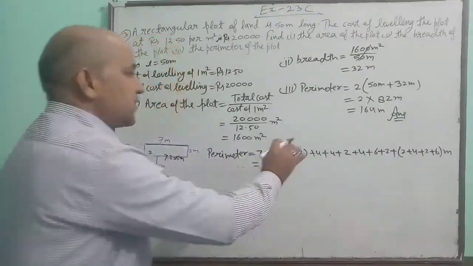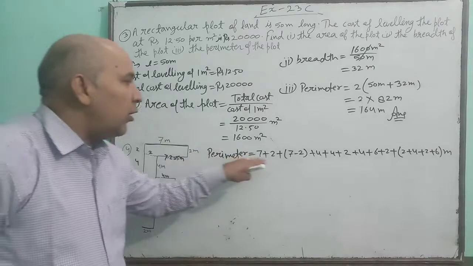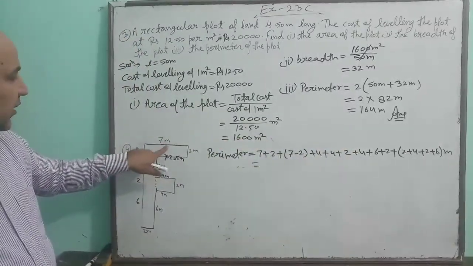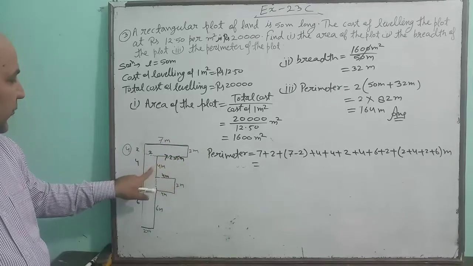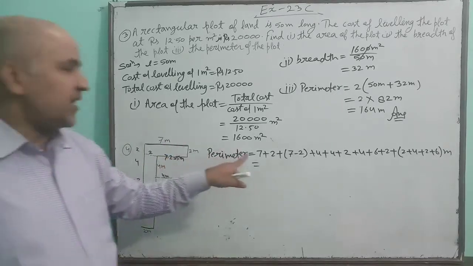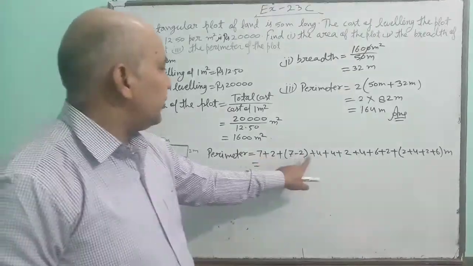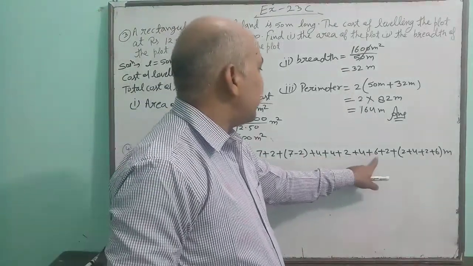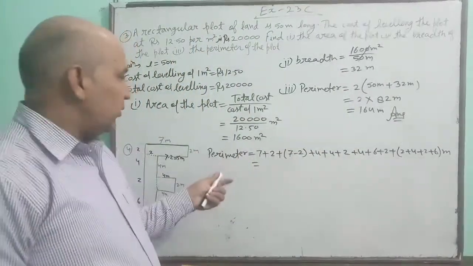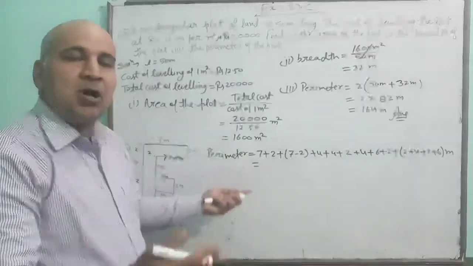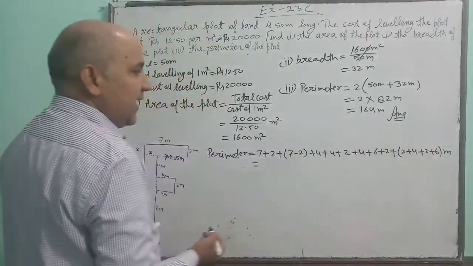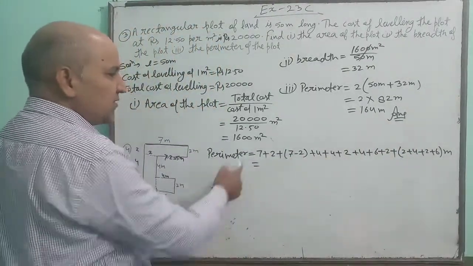See all this. You have written all the measurements of the figure. How many sides are there? 1, 2, 3, 4, 5, 6, 7, 8, 9 and 10. Check here. Total 10 sides are there. We know that perimeter means sum of the sides. That is why all the sides have been added. Now add and get your answer.